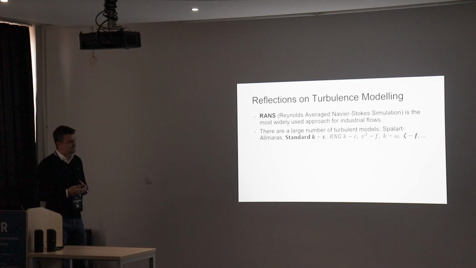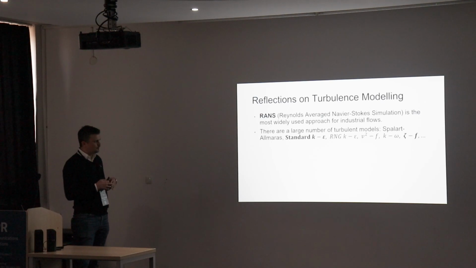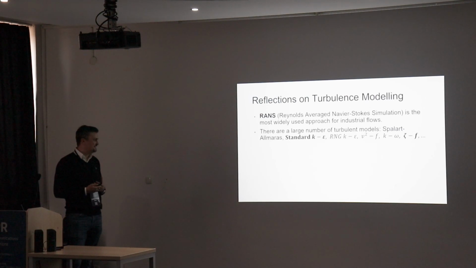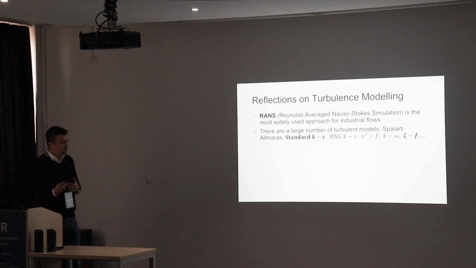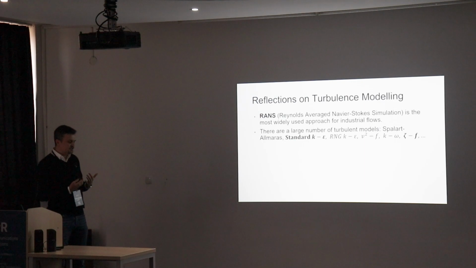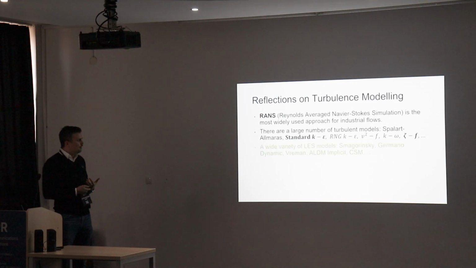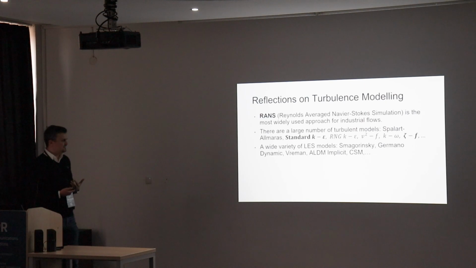But what are the actual disadvantages of this approach? As I said already, the whole spectrum is modeled, and the second thing is that we still don't have a universal turbulence model. This is something like the holy grail for scientists and developers in this area, a model that we can use for each type of flow, each geometry, each application. Also, a wide variety of LES models exist.